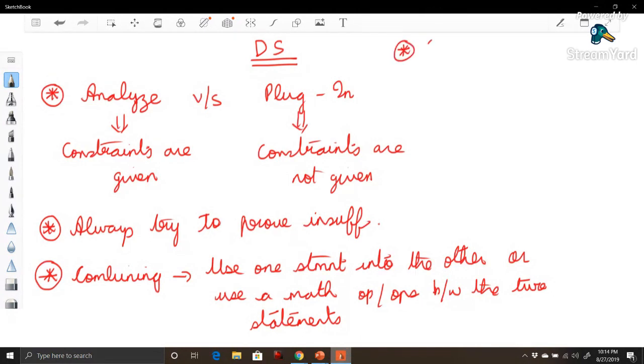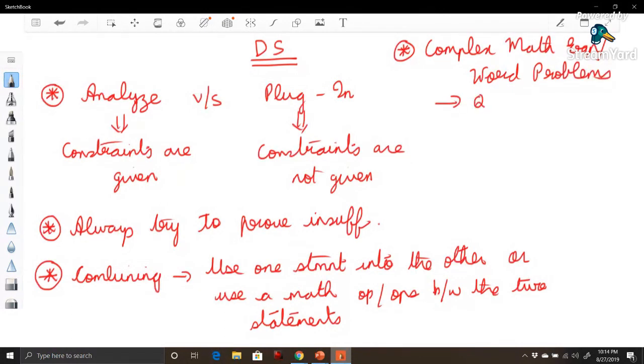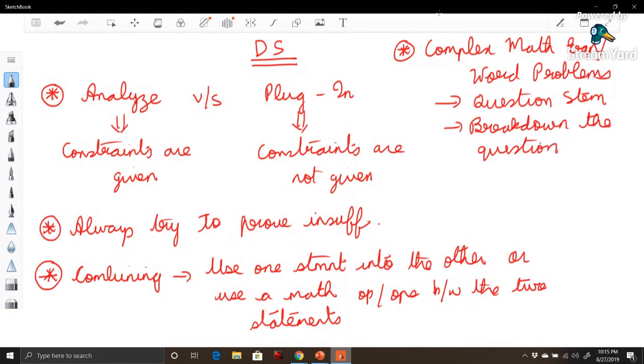Fourth, when you're dealing with complex mathematical equations or word problems, the key always lies in the question stem. Spend time on the question stem, break down the question stem, and always rephrase the data sufficiency. If you keep these things in mind, this becomes a very, very easy topic to work with.